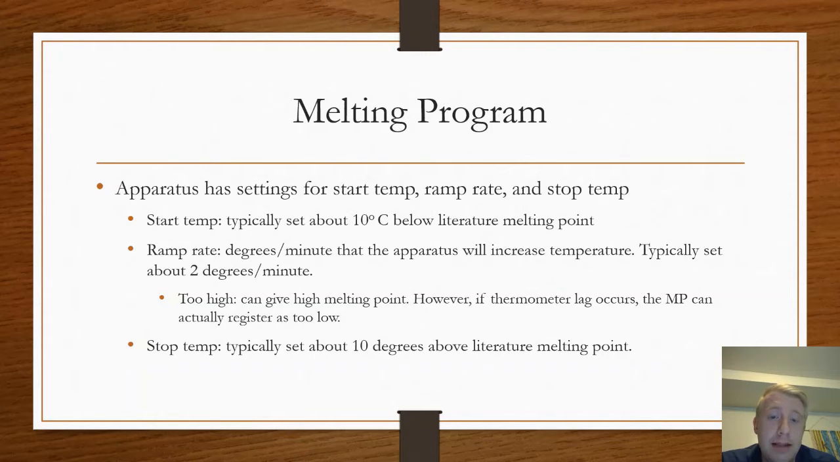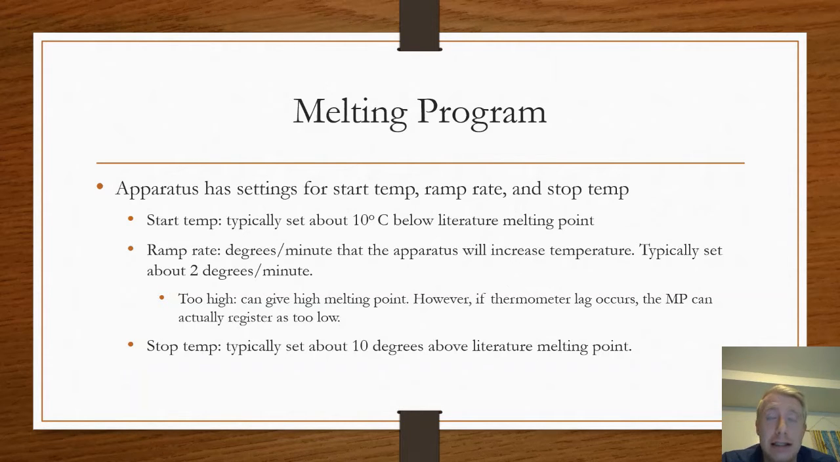Now the start temp, we typically set that about 10 degrees below the literature melting point. This is just in case our sample melts a little bit lower than we expect it to. That way we'll be able to see it and still get an accurate melting point. What we want to avoid is putting the sample in the instrument and instantly having it melt, because then we know it melts at the temperature that the instrument's set at, but it could melt significantly below, and we get no information from that.